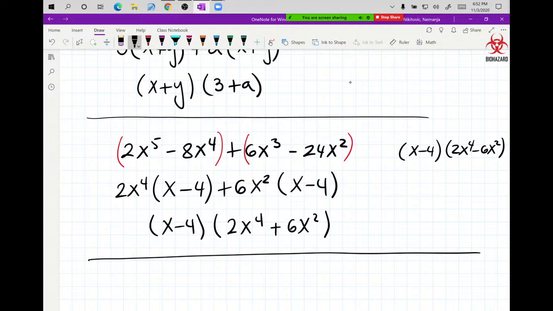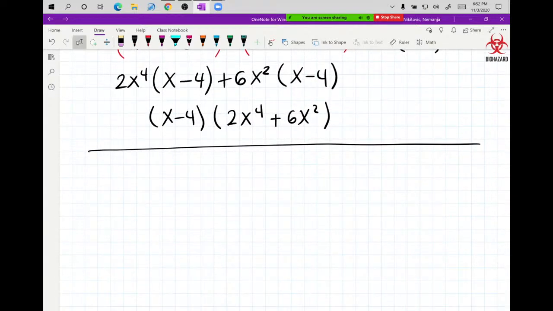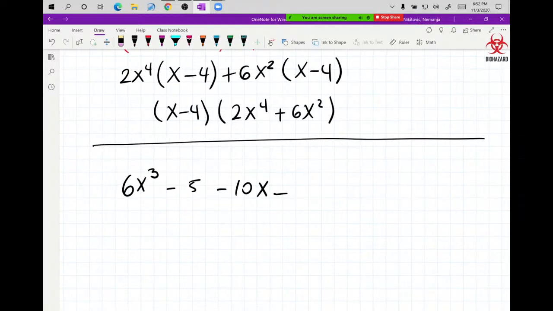All right, let's do some from homework. These are the homework. Now remember, at this point, you will have to rearrange the terms. 6x cubed minus 5 minus 10x plus 3x squared. So you have to rearrange terms in this one.